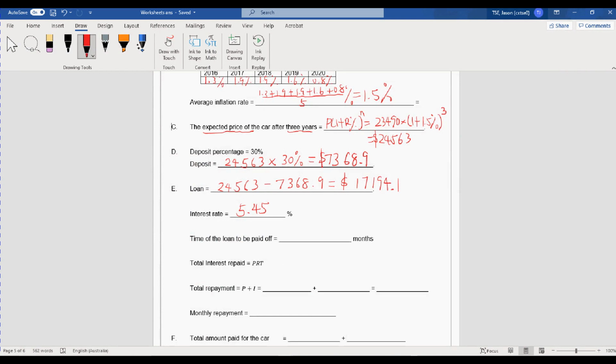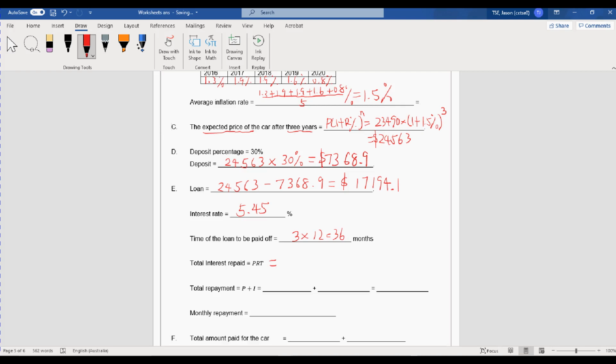Because the longer the term, the more interest you need to pay, right? So 3 years means 3 times 12, which is 36 months. So you try to pay the loan in 3 years, or 36 months. Then the total interest to repay, PRT, is the amount of interest you need to repay.